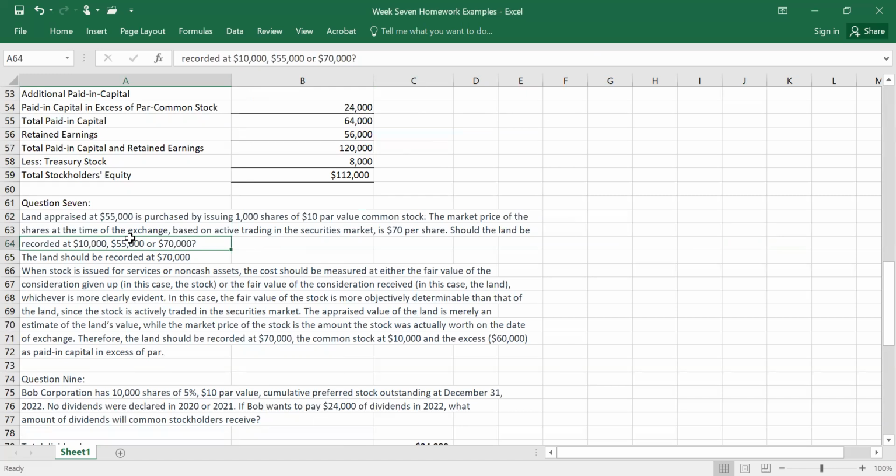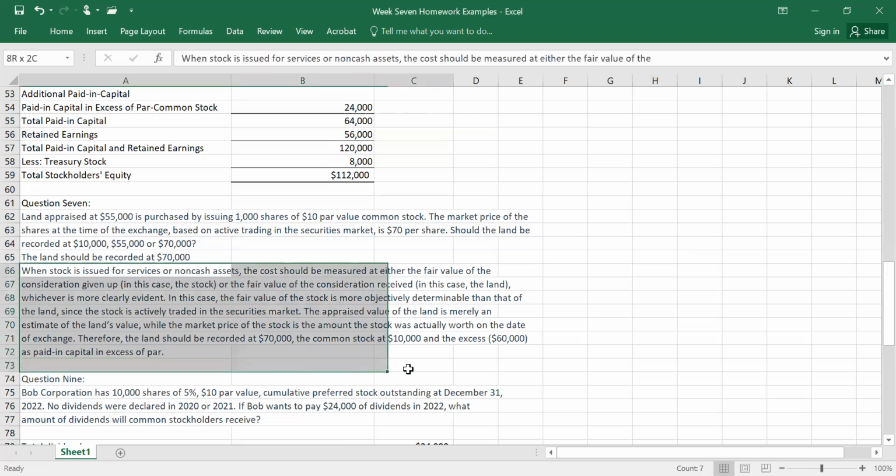And our other choice is 70,000. That's the market value of the shares. $70 times 1,000 shares would be 70,000. We're going to record it at 70,000, and I just kind of copied this out for you.